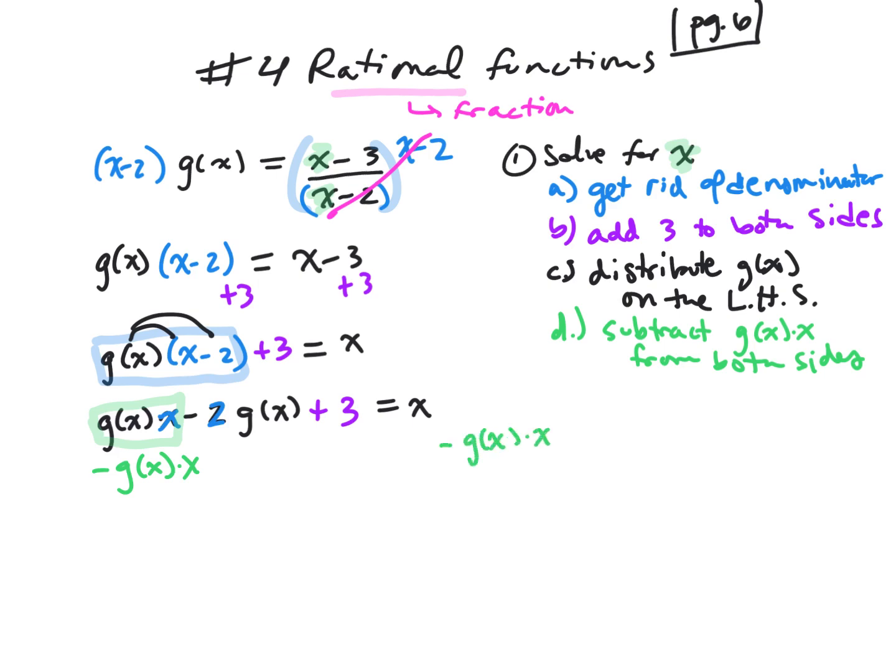So what I'm left with, let's do black again, is this. Negative 2 times g of x plus 3 equals x minus g of x times x. This again is like one term, one thing. I just want to box that real quick. So what we have is an x in both terms. So now I can, let's do black, I guess.